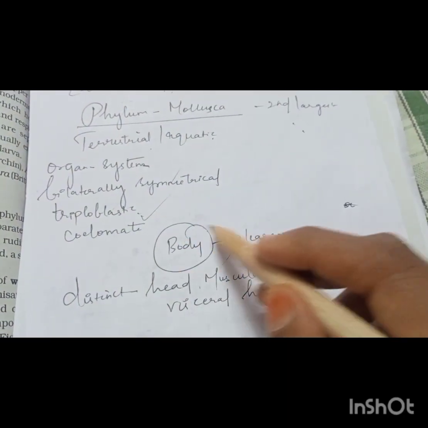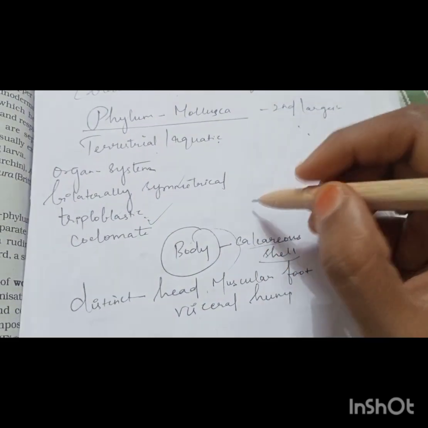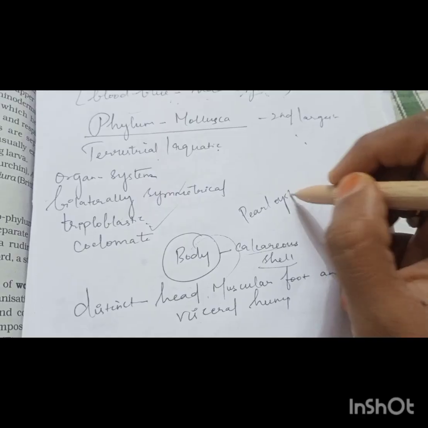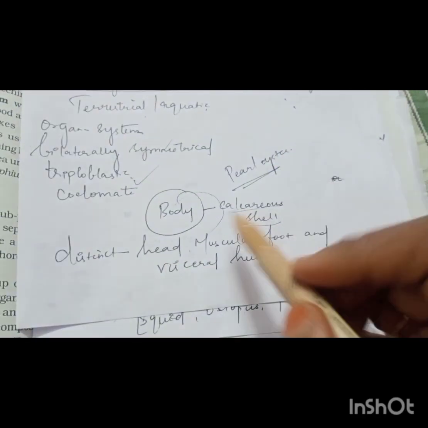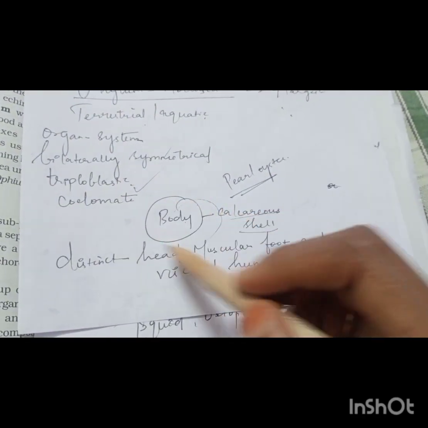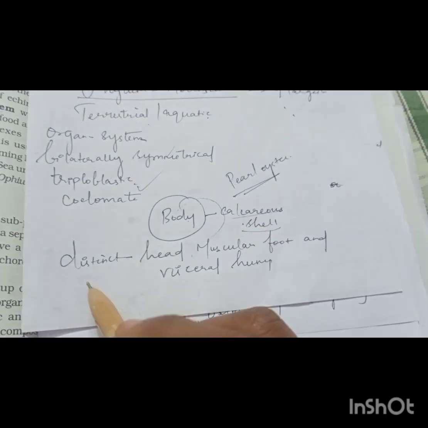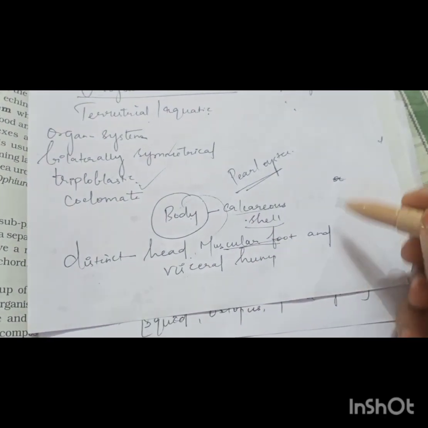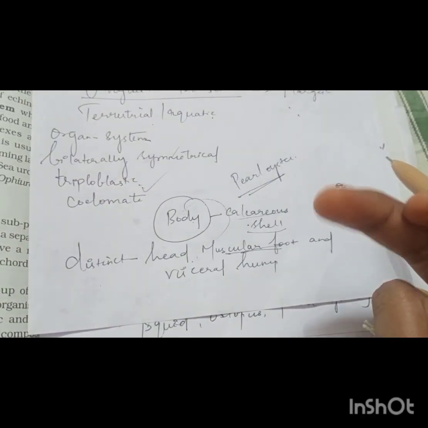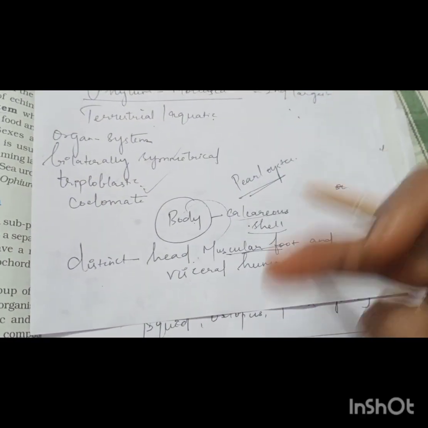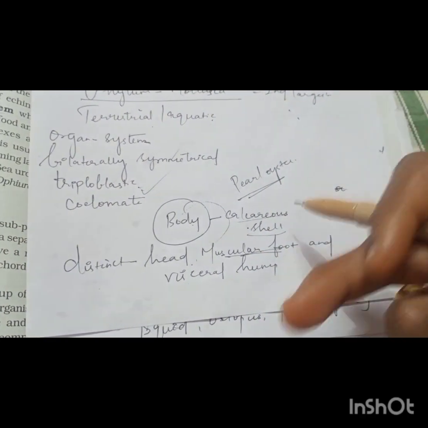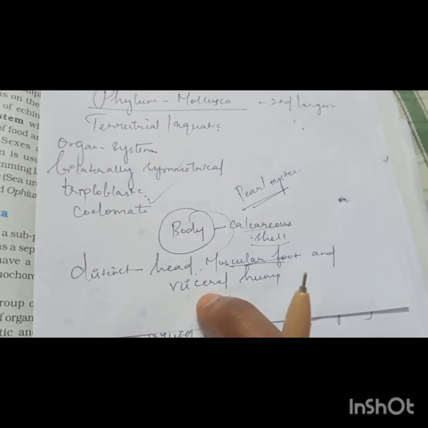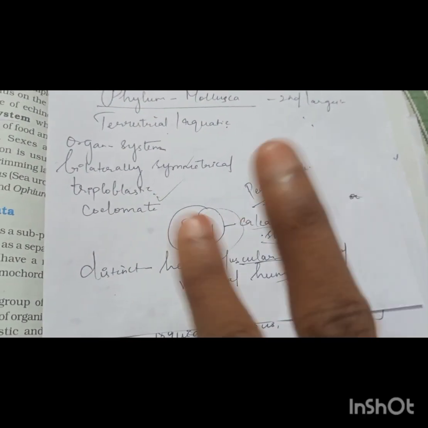Here the body is surrounded by a calcareous shell. Immediately you should keep in mind the pearl oyster is an example for this. It has a distinct head and a muscular foot, as in a snail. When you lift a snail at the back, you can see that muscle, the muscular foot with which it will glide on the surface. And next is a visceral hump.